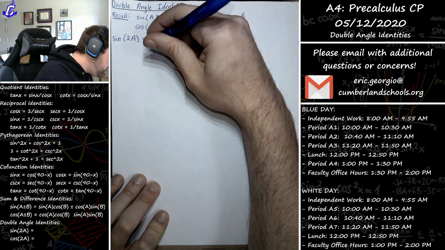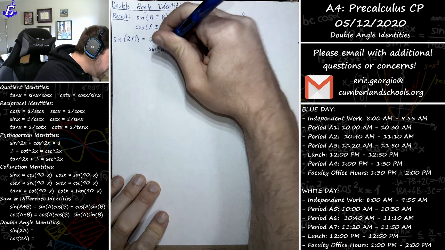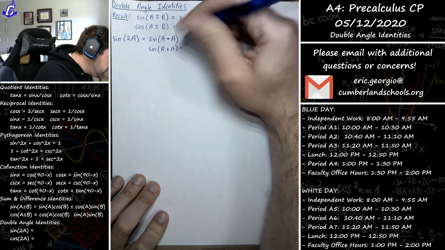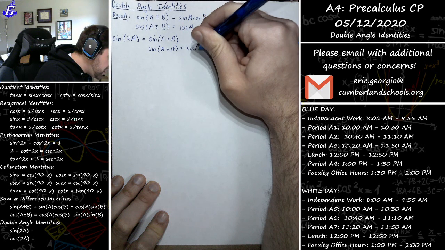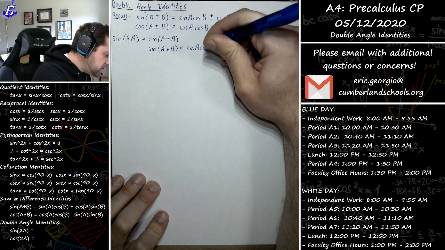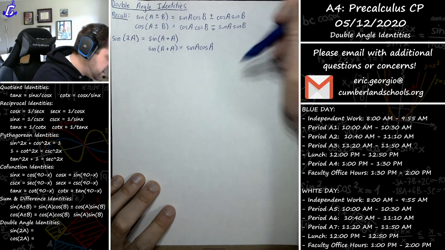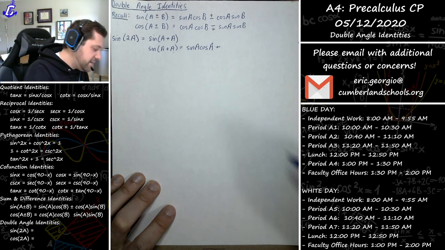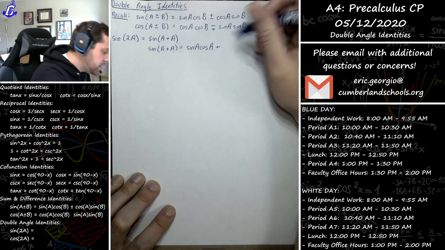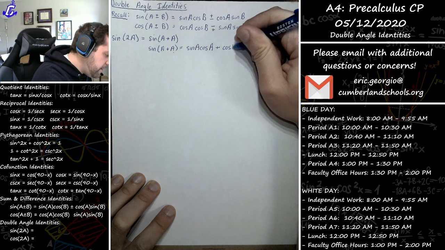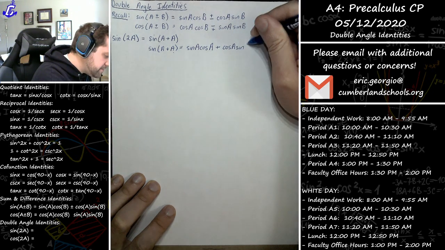So we could then say the sine of A plus A is the same as the sine of the first thing, that's A, times the cosine of the second thing, which in this case is also A, right? Plus, because the sine is going to stay the same, the cosine of the first thing times the sine of the second thing.